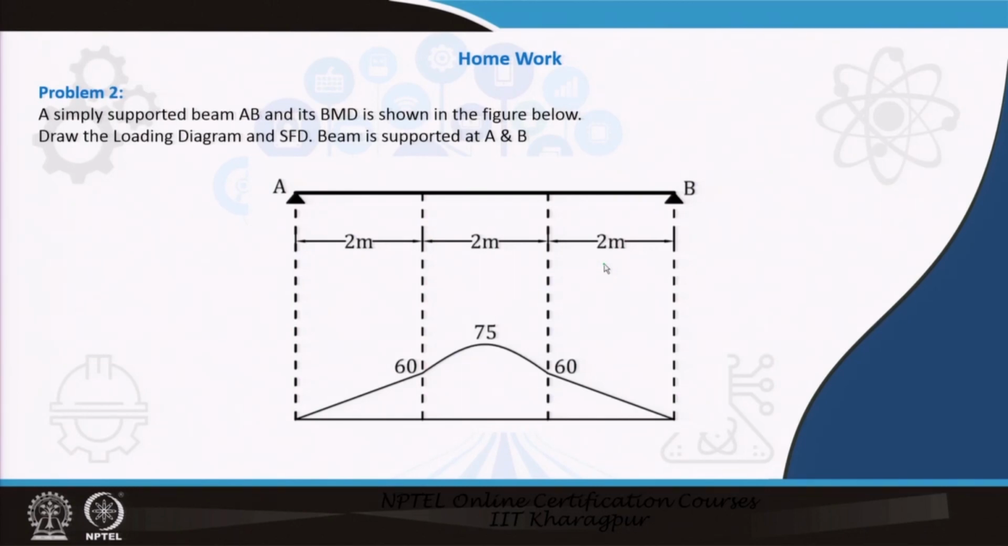I have also given a homework very similar to that, BMD to SFD. The simply supported beam is like this, and it has straight line portions. This is a straight line, this is parabolic, and this is again a straight line. In this portion the bending moment diagram is like this. You have to draw the loading diagram and the shear force diagram. The beam is supported at A and B.